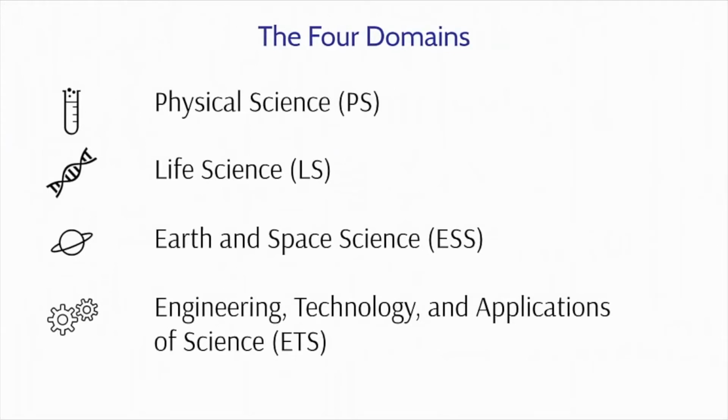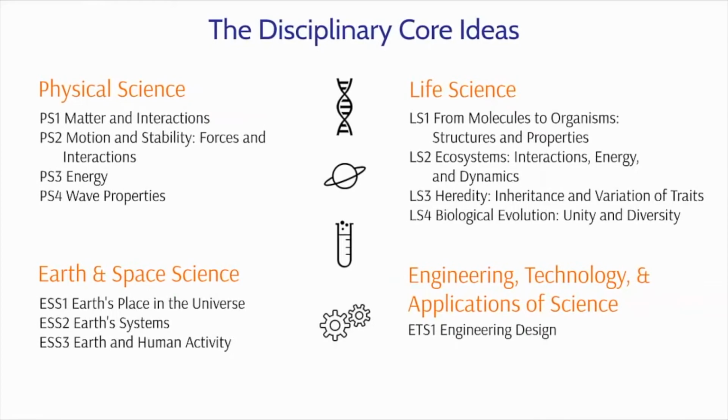Along with being placed into a grade level or grade band, each performance expectation is also organized into one of the 4 domains: physical science, life science, earth and space science, and engineering, technology, and applications of science. Each domain is divided into its primary foundational concepts, which are known as the disciplinary core ideas. The expected student knowledge stated in the performance expectations is organized along these specific core ideas. Here, you can see all of the core ideas in the 4 domains.